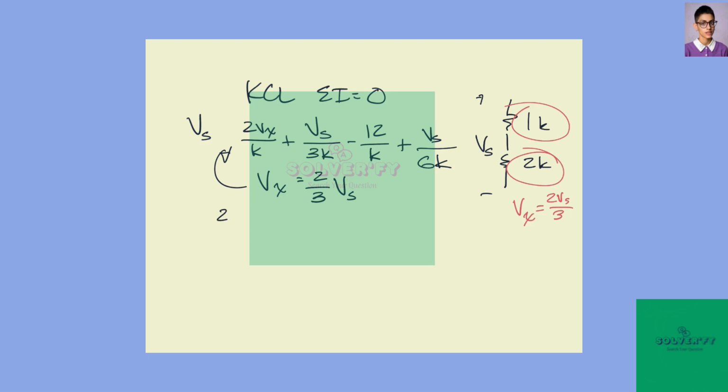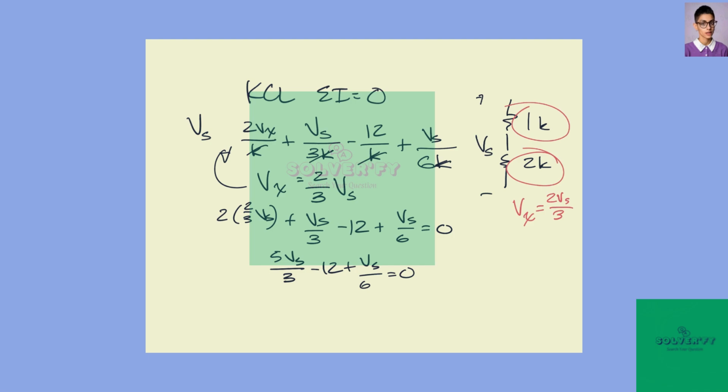So I can say that 2 times 2/3 V sub s, and I can drop these k's out, plus V sub s over 3 minus 12 plus V sub s over 6 is equal to 0. And so, collecting all my terms there, I get 5V sub s over 3 minus 12 plus V sub s over 6 is equal to 0.